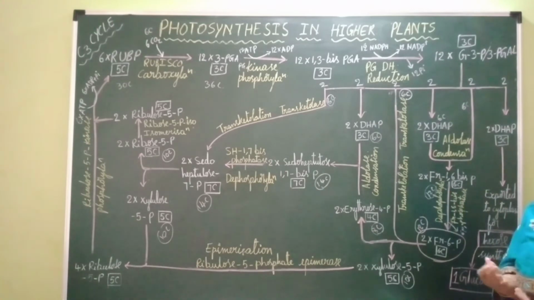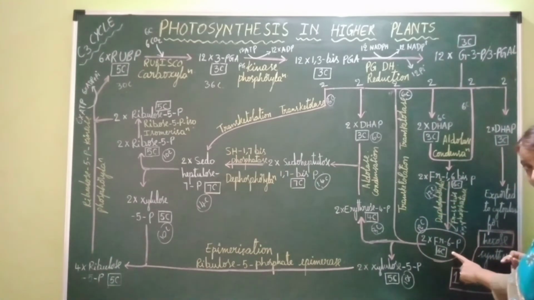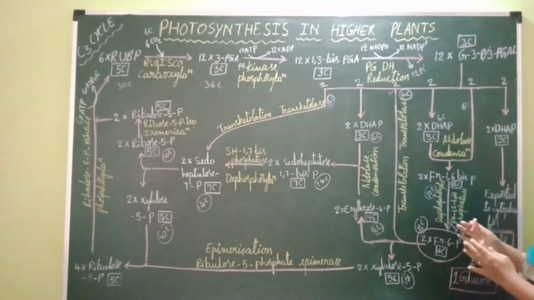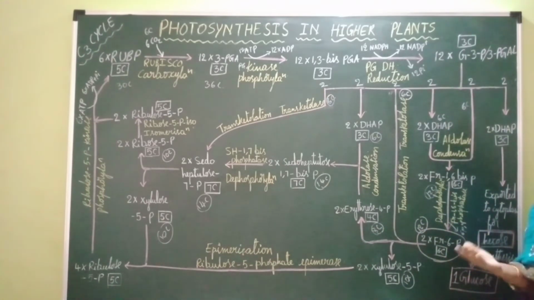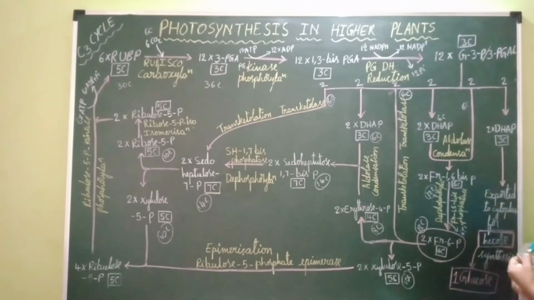Suppose the cell is in need of energy, what happens? The intermediate, that is fructose 6-phosphate, which is formed during the Calvin cycle or C3 cycle, can be withdrawn from this cycle and it can enter into glycolysis, the glycolytic pathway, for the release of energy. That is called glycolytic reversal. I will be explaining this glycolytic reversal in the next video. Please do watch that next video also to know the details of what is glycolytic reversal. All these steps occur in reverse. So that is glycolytic reversal.